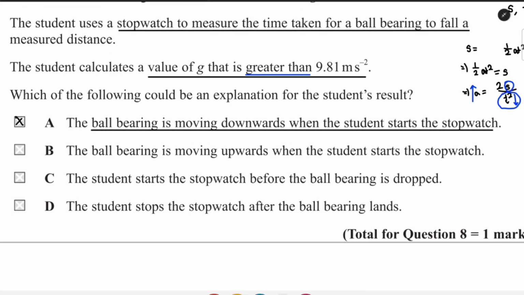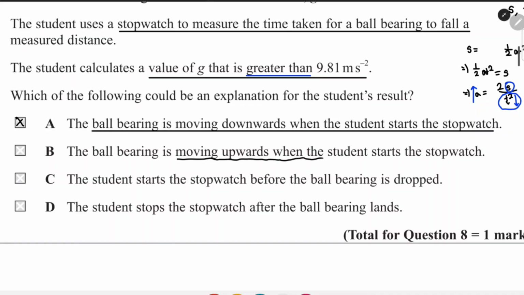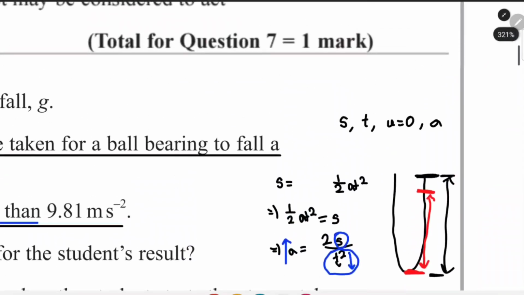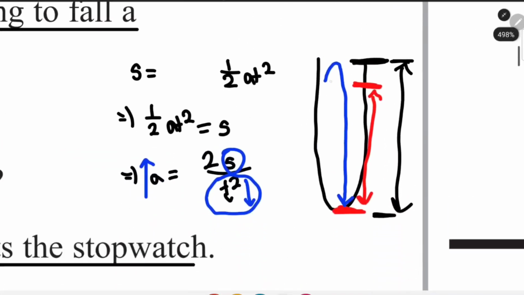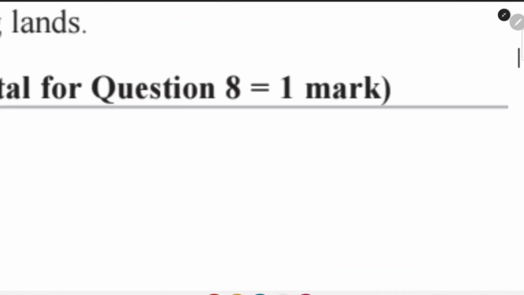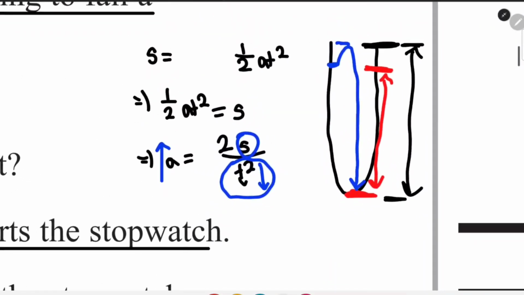In option B, we are told that the ball bearing is moving upwards when the student starts. So it might be a case where we are throwing the ball like this and we start the timer over here instead of here. If that's the case, this entire blue distance is what we record with our timer, but only the black part is what we should have measured.